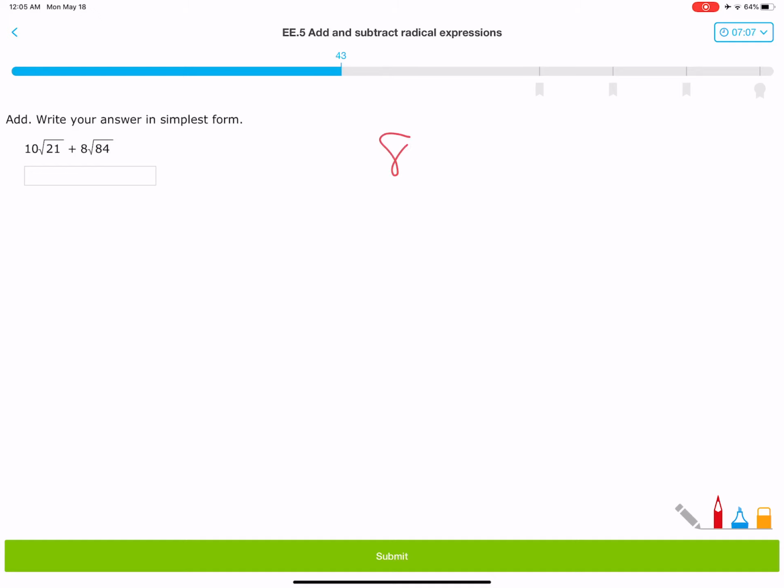So we have 8 square root of 84. 21 times 4 equals 84, because that is a factor of 84. So we can rewrite this as 8 square root of 4 times 21. We could also rewrite this as 8 square root of 4 times square root of 21. Okay?